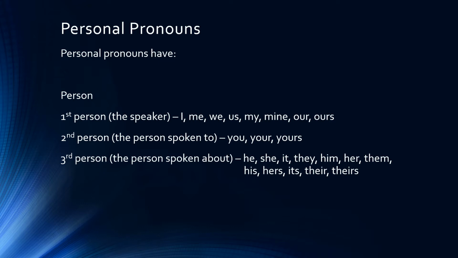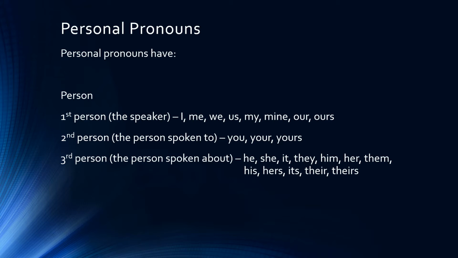Second person pronouns are the pronouns to whom the speech goes. It's the person spoken to. These pronouns are you, your, and yours. The third person pronouns are the person spoken about in the sentence. He, she, it, they, him, her, them, his, hers, its, their, and theirs.